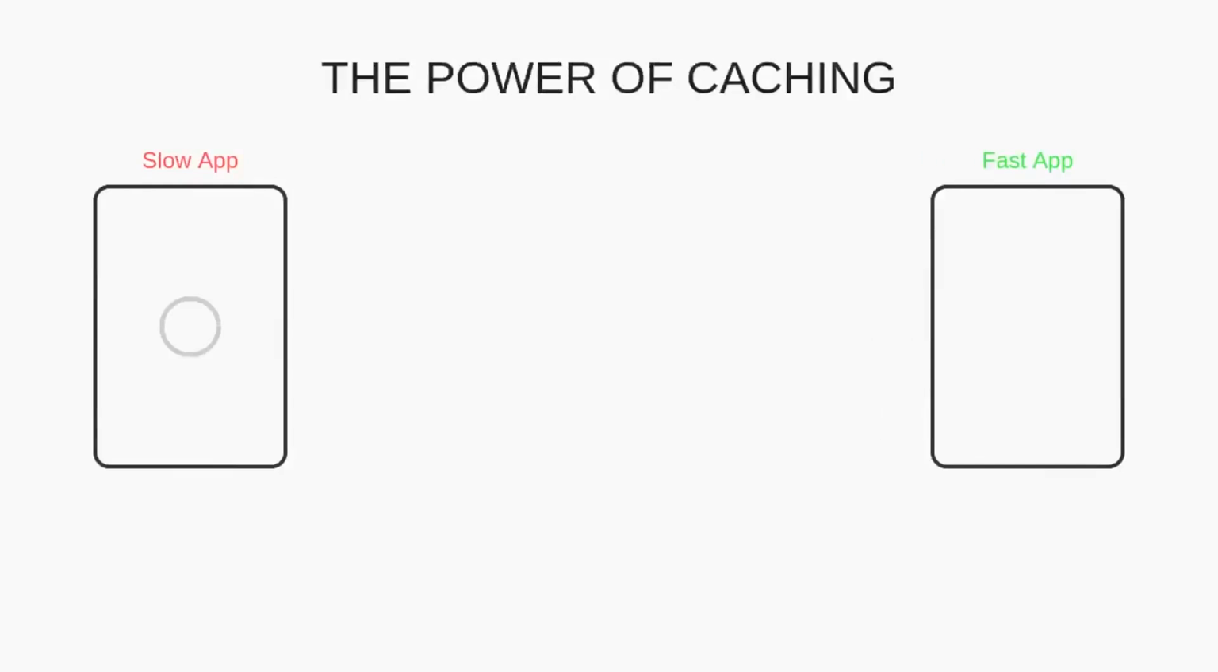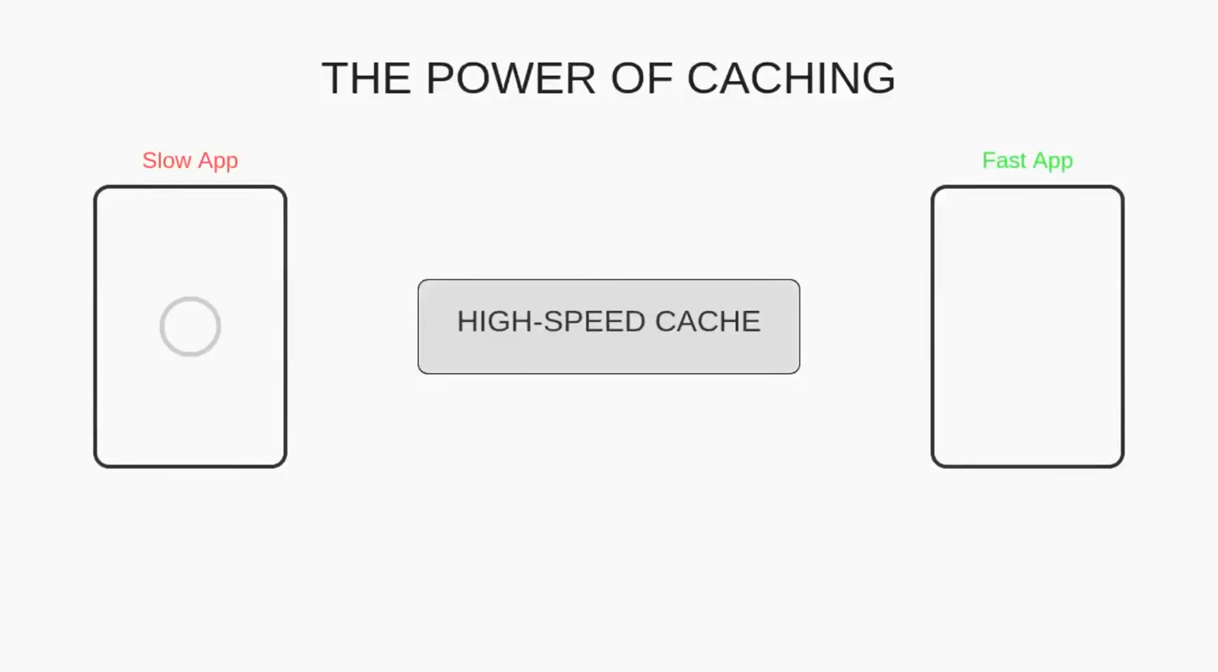Ever wondered why some apps feel like they are reading your mind while others make you stare at a spinning circle? That difference is usually just one thing: caching. In the world of software engineering, speed isn't just a luxury, it is a requirement. If your app takes more than a second to load, users start to leave. To fix this, we use a layer of high-speed storage called a cache. It's the secret sauce behind every major platform like Netflix, Instagram, or Google.